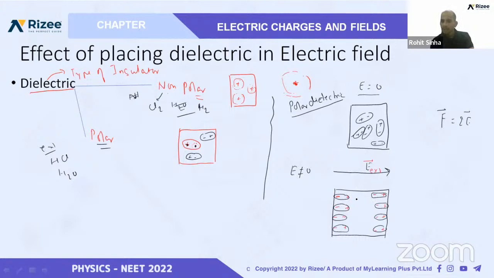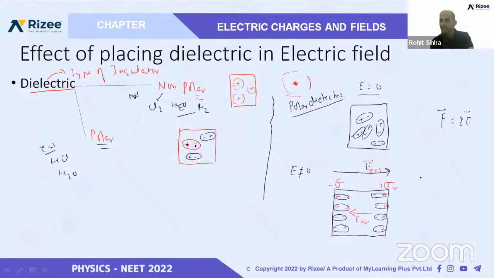What will happen? We will see that all positive charge gets present here like this. We will get positive charge density here and negative charge density on this side. Since there is a positive charge density here and a negative charge density here, we will get another electric field inside the dielectric, and this will be E internal. This internal electric field is due to these polarized charges, with charge density sigma plus and sigma minus.